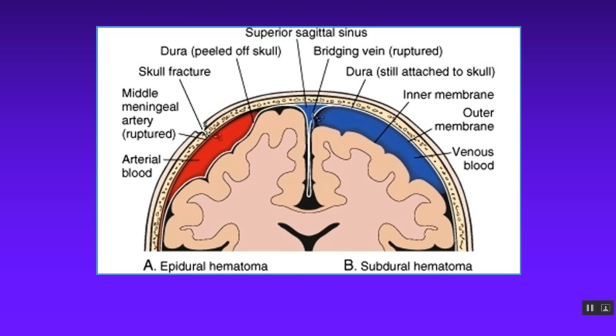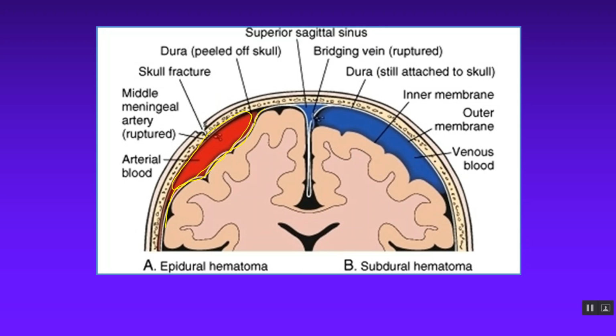Here's the question that's going to answer your question about the different types of hematomas and so forth. Well, maybe not totally, but we'll explain it. There are different types of damage to the blood supply and bleeds that you should just be aware of. So on the left side is an epidural hematoma. Epidural, here's the dura.